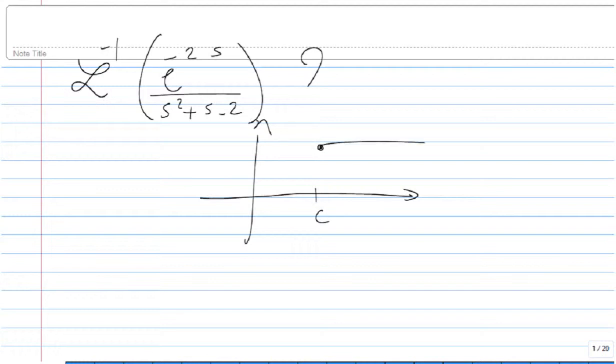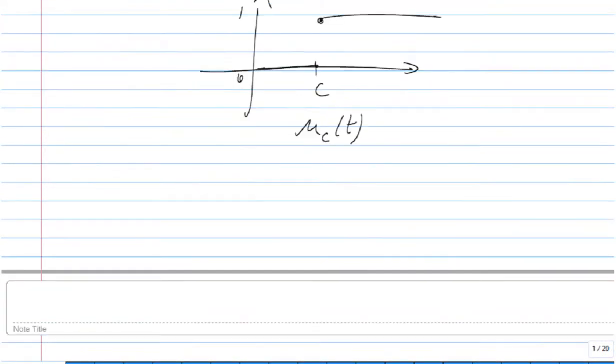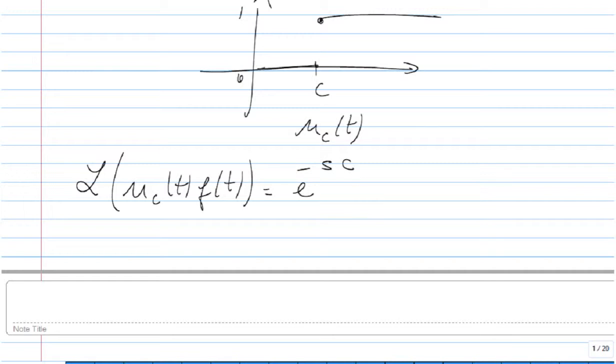So we're talking about this function here. This function u_c(t) is equal to 0 for t less than c and 1 for t bigger than c. That's the function. So we know the general formula that says the Laplace of u_c(t) f(t) is equal to e^(-sc) times the Laplace of the shifted f, f(t + c). This formula is wonderful when one tries to compute the direct Laplace.